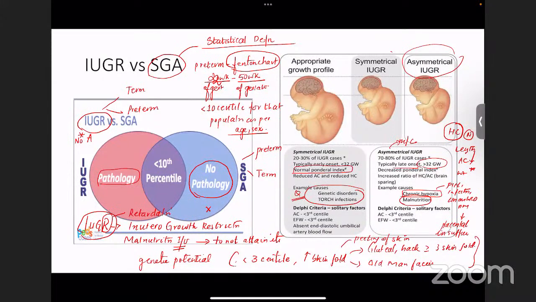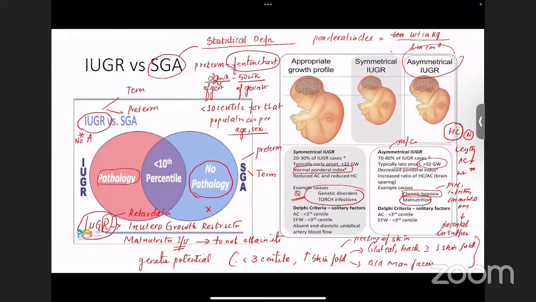Now, what is the ponderal index? They will ask what is ponderal index. Okay. This is also an important question, a theory question, and also a viva question. It is nothing but weight in kg divided by length in centimeter cubed.